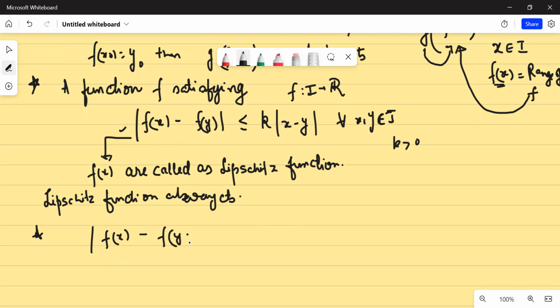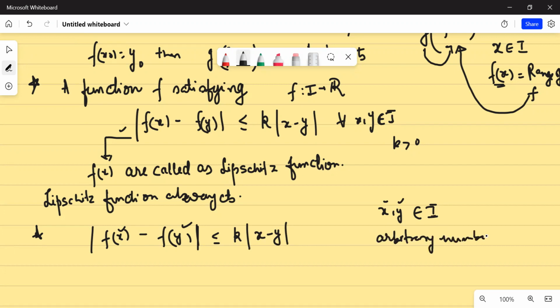It means that if I pick my x and y from some interval I, and I subtract these two and take a modulus, this would be less than or equal to some k times modulus of x minus y, isn't it? So if I take x and y from interval I, these are any arbitrary elements, any arbitrary points.